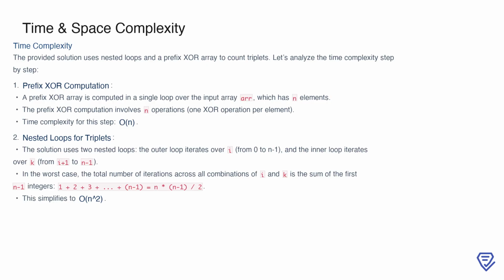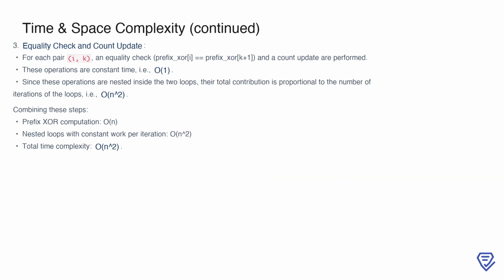So far, the most computationally expensive part of the solution is this quadratic growth and the pairwise comparisons. Now, for each pair of indices i and k in the nested loops, the solution performs an equality check to compare the prefix XOR values at two specific positions, followed by a count update. These two operations are constant time, or O(1). However, because they occur inside the nested loops, their total contribution to the time complexity scales with the number of iterations of the loops, which is O(n²).